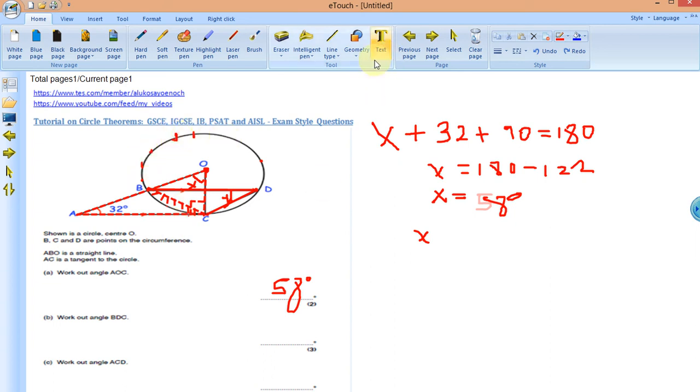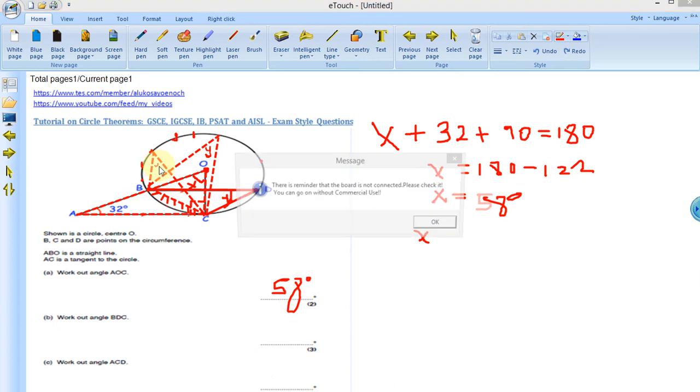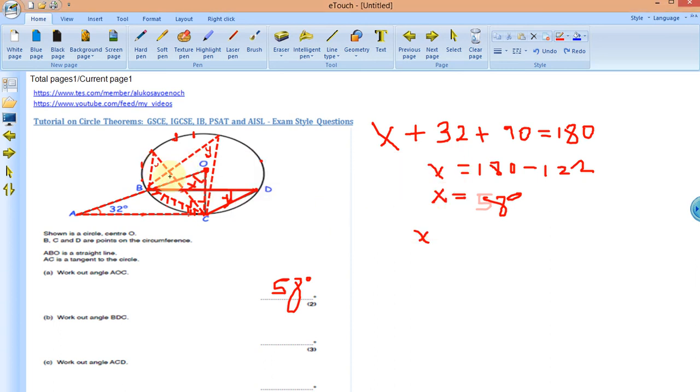I can extend this and subtend as many angles as possible. All these angles I'm going to subtend will be equal. So the implication is that everything there will be y. All this y, all this y, all this y will be equal.